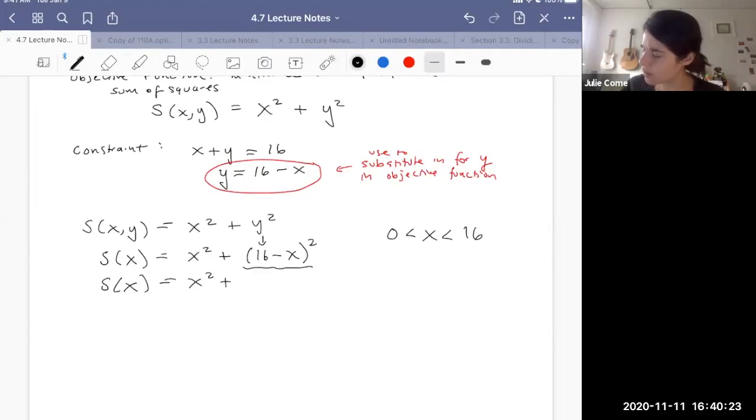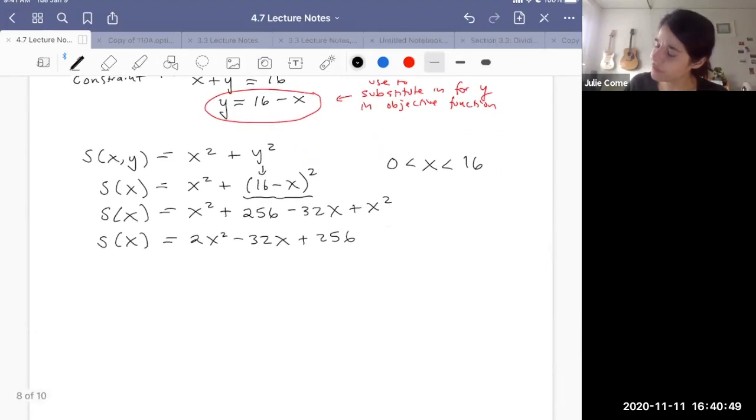16 squared would be 256. And I would get a minus 32x and a plus x squared. And if we combine like terms, we're looking at 2x squared minus 32x plus 256. Okay, so now we want to take the derivative of the function.